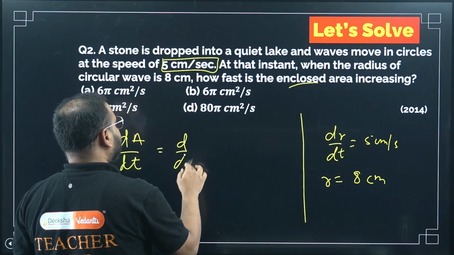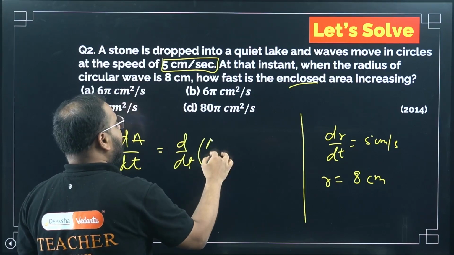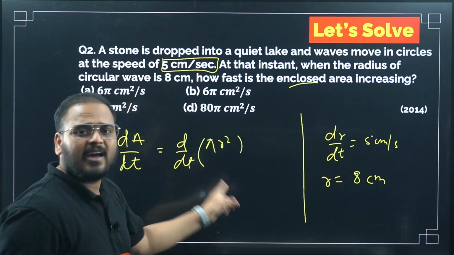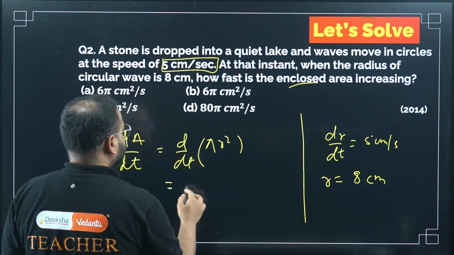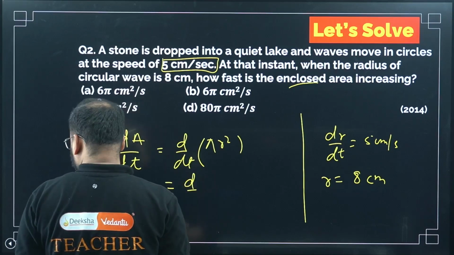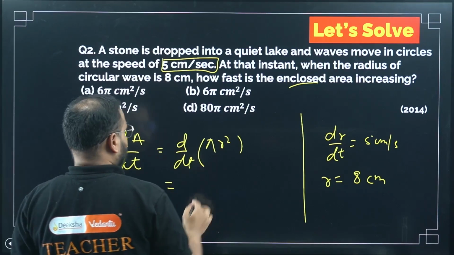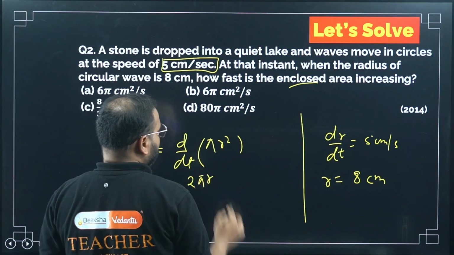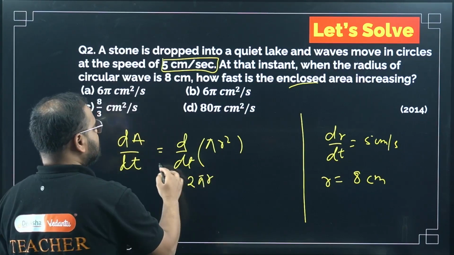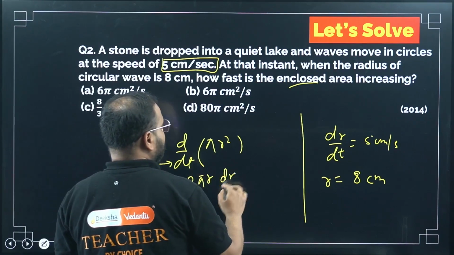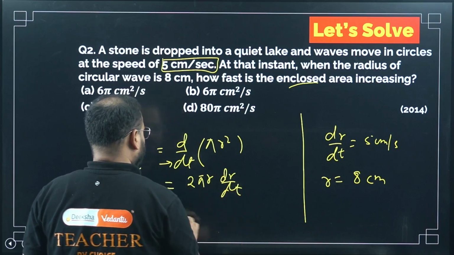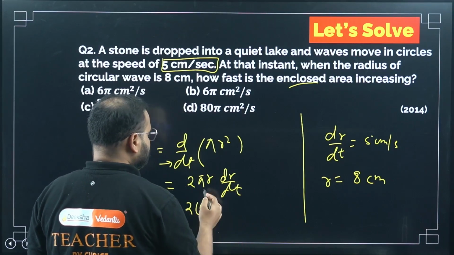d of dt of A will be what? Pi r square, right? Area of a circle is pi r square. Check here, how much will I get for this? I'll get simply 2 pi r. Is it enough? No sir, this is dt here, so I have to write dr by dt.